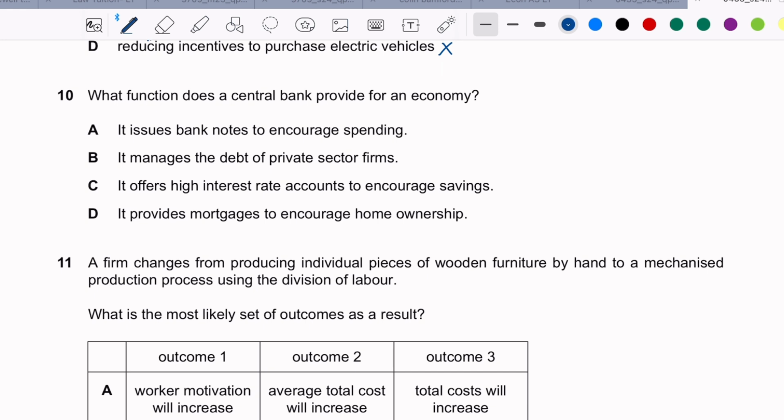Question 10. What function does a central bank provide for an economy? A. It issues bank notes to encourage spending. Yes, issuing bank notes is correct. It manages the debt of private sector firms. No, it manages the debt of the public sector, which is the government's debt. It offers high interest rate accounts to encourage savings. No. It provides mortgages to encourage home ownership. No. These two are referring to commercial banks. So we know that A is the answer.